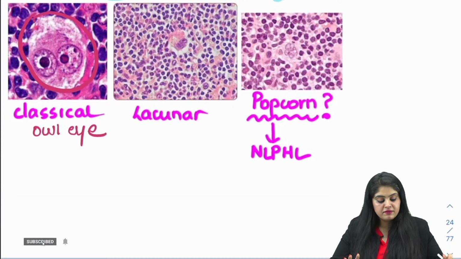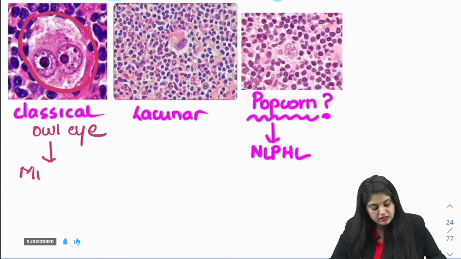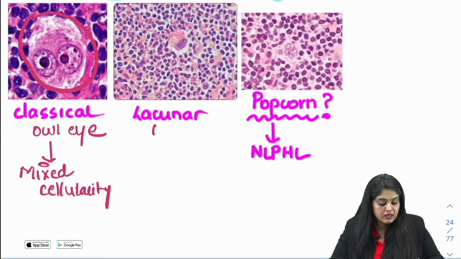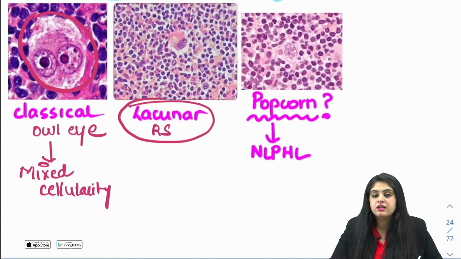It's showing very well. So this must be a case of classical, that is going to be classical mixed cellularity. Okay, coming to the second one. How do I identify a lacunar RS cell?